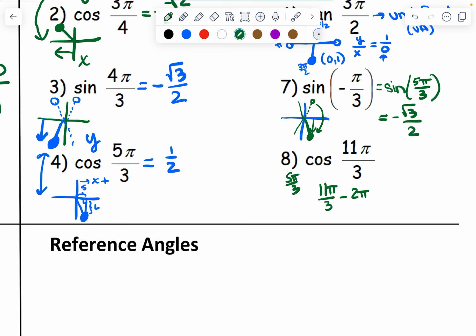But if I want to evaluate this, I need to have a common denominator. So I have 11 pi over 3 minus 6 pi over 3, which gives me 5 pi over 3. So that means this is equal to cosine of 5 pi over 3, which we already evaluated for number 4, which is equal to 1/2. So you'll have to make some adjustments sometimes in order to evaluate these.